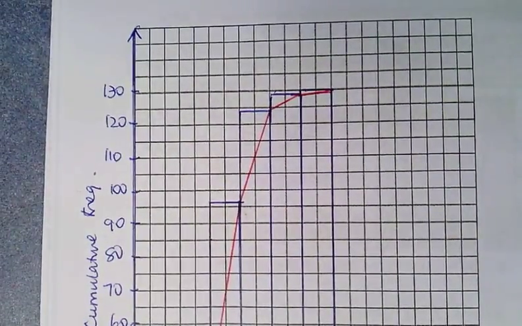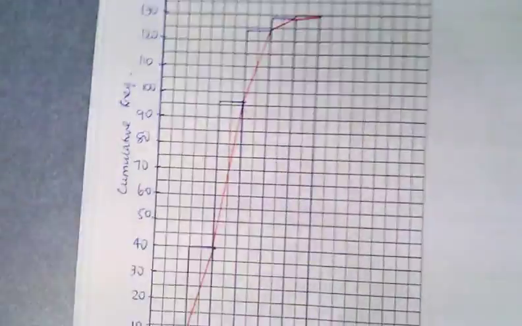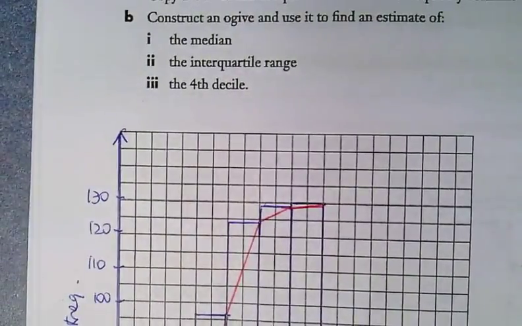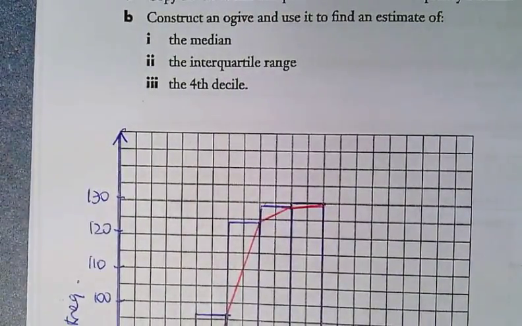anyway. Okay, so we've constructed the ogive, which is your cumulative frequency. I'll just give you a look at it like that. And we have to use it to find an estimate of the median, the interquartile range, and the fourth decile.